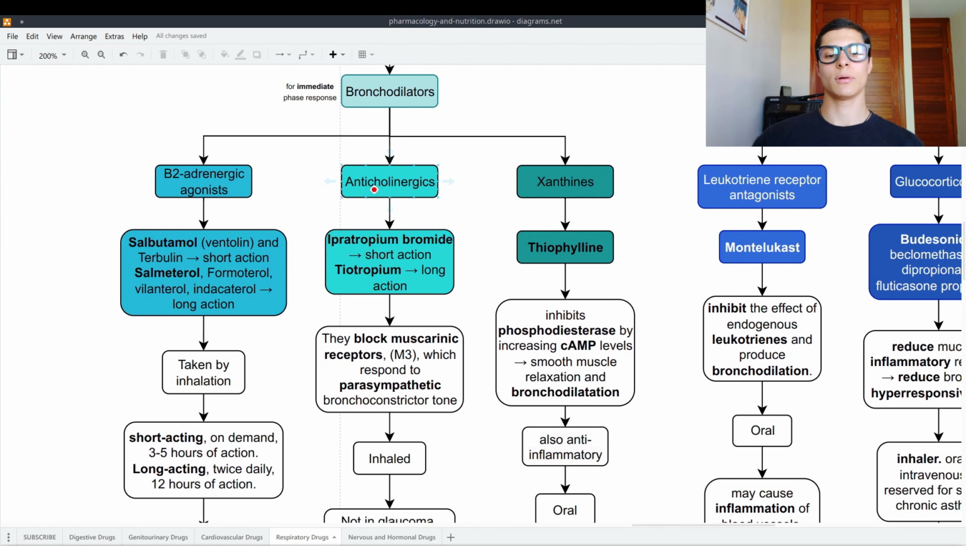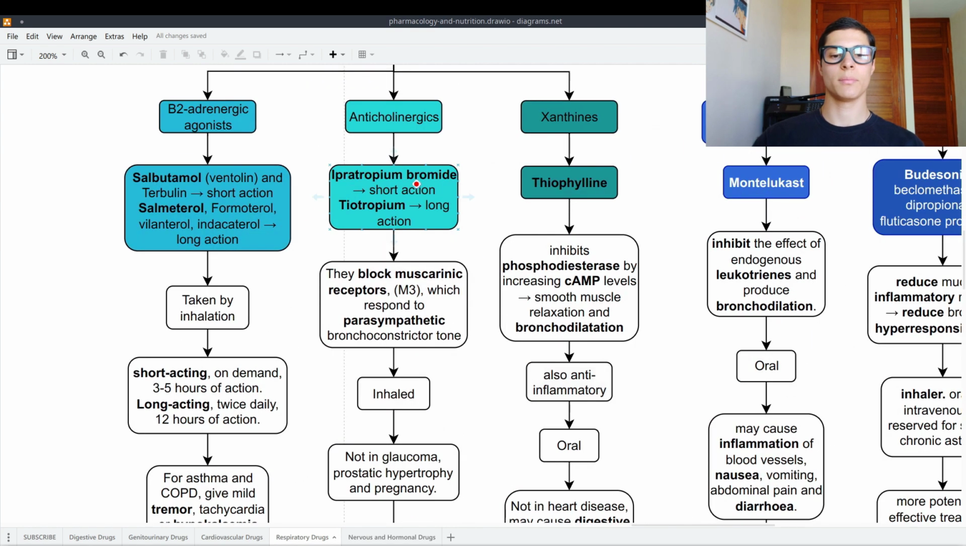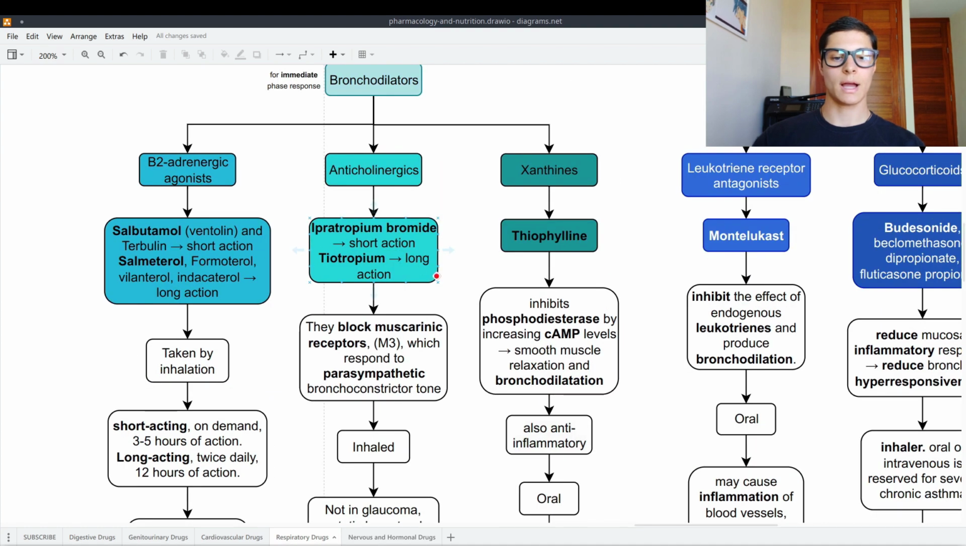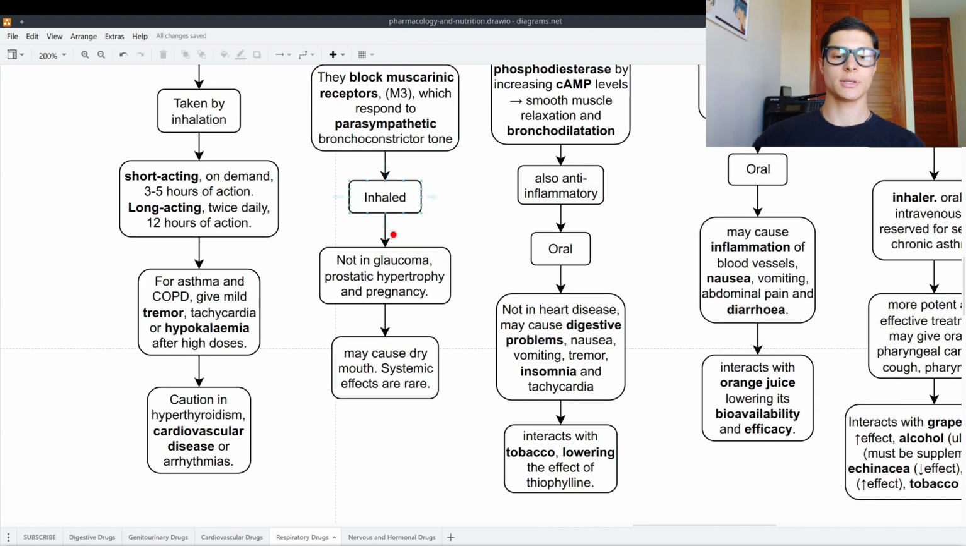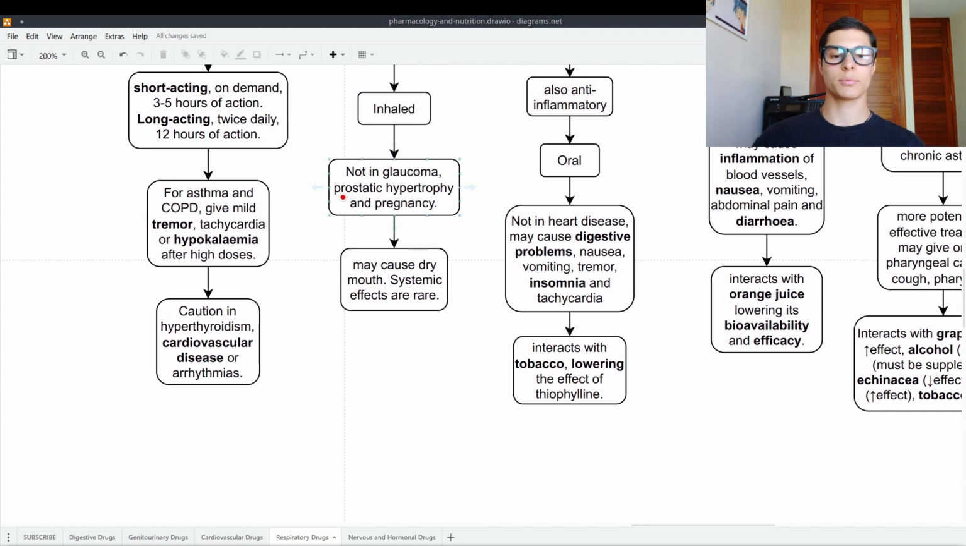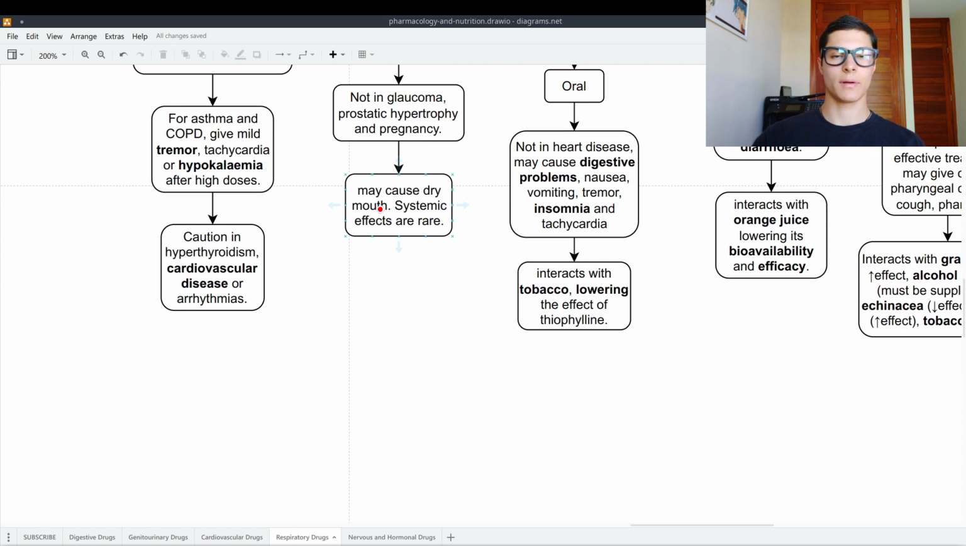Then we have the anticholinergics, ipratropium bromide for the short action and tiotropium for the long action. They block the muscarinic receptors M3, which respond to the parasympathetic bronchoconstrictor tone. These are taken by inhalation and not in glaucoma, prostatic hypertrophy and pregnancy. They can cause dry mouth and the systemic effects are rare.